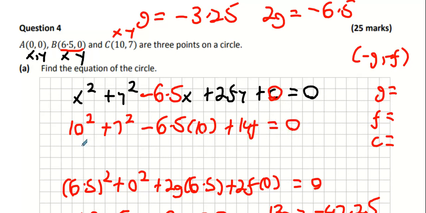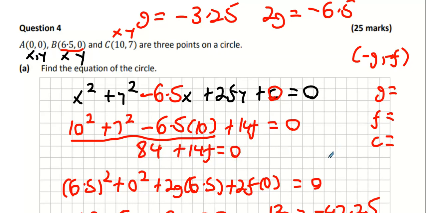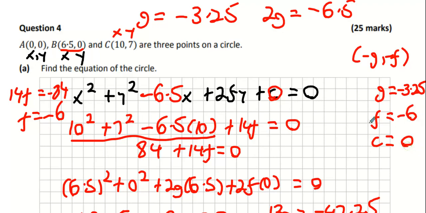We put all of this into the calculator, and what we'll find out is that it's actually 84. So it's going to be 84 plus 14f equals 0. Then we get 14f equals minus 84, and f equals minus 6, since minus 84 divided by 14 is minus 6. So we have g is minus 3.25, f is minus 6, and c is 0.